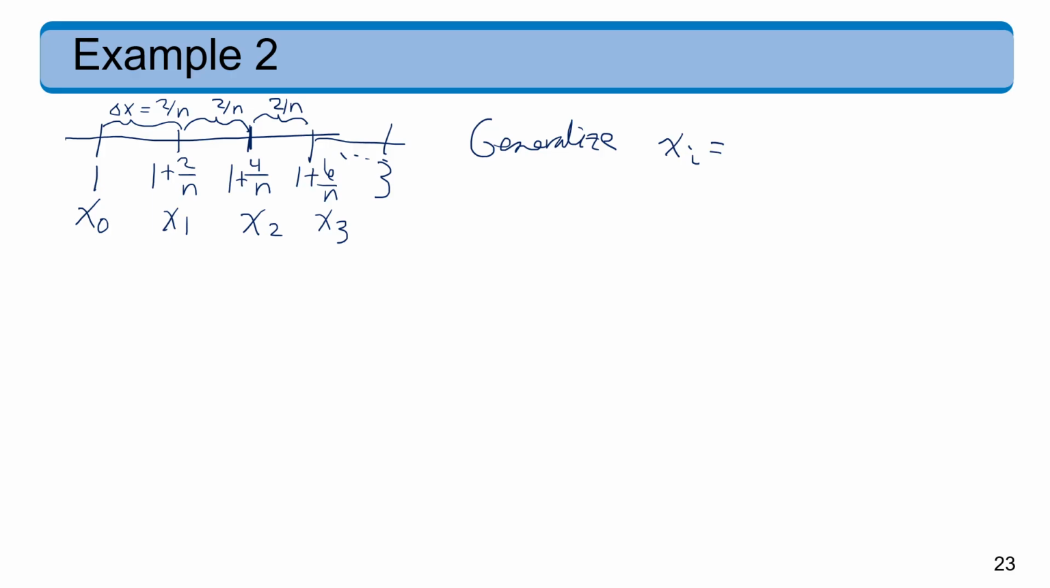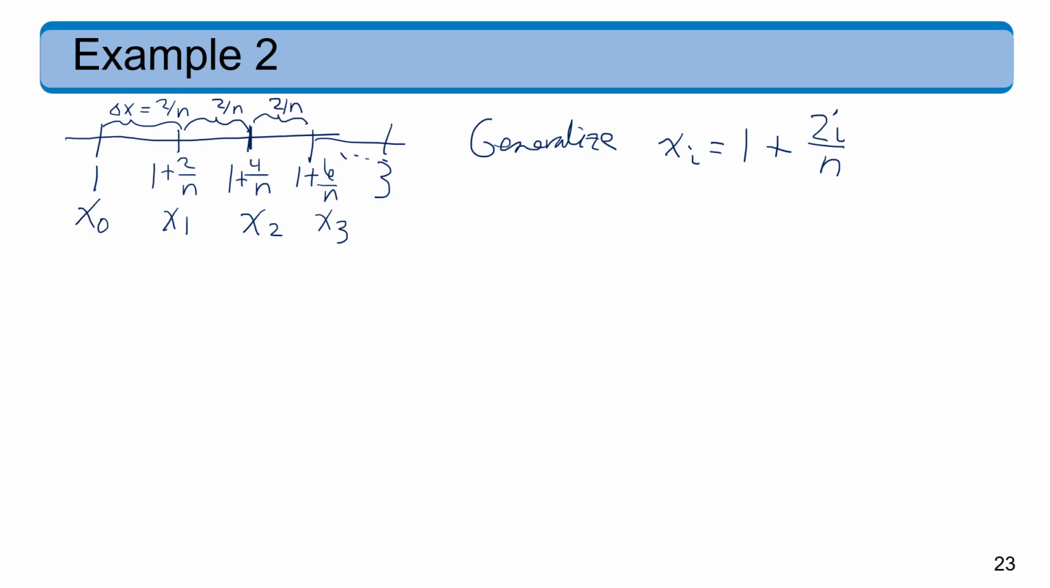Okay, so notice they all look like 1 plus some number over n. Now let's see if we can figure out what the numerator is there. So if the subscript is 1, the numerator is 2. If the subscript is 2, numerator is 4. Subscript 3, numerator is 6. Notice the numerator is always double the subscript. So if the subscript is i, the numerator would be 2i. So that tells us the locations of the subdivisions.